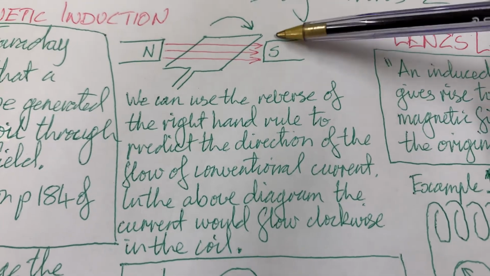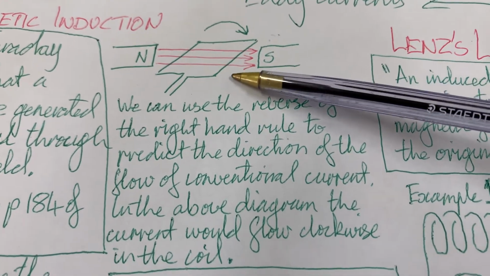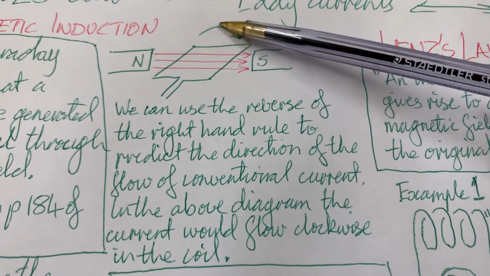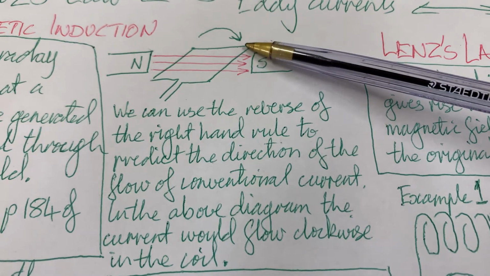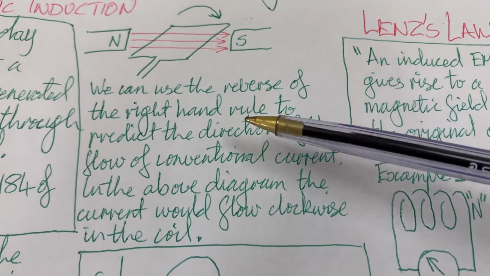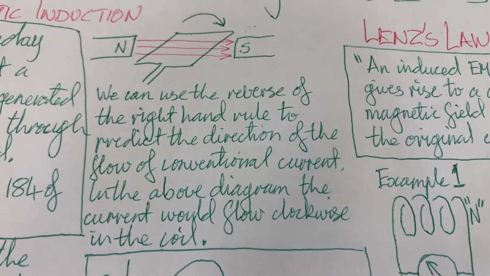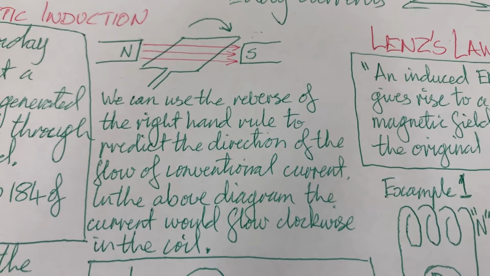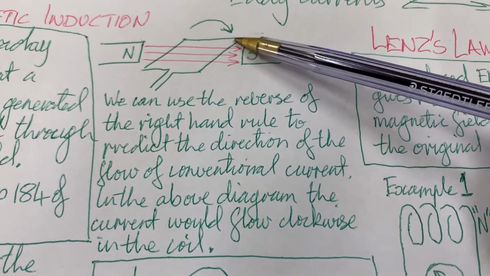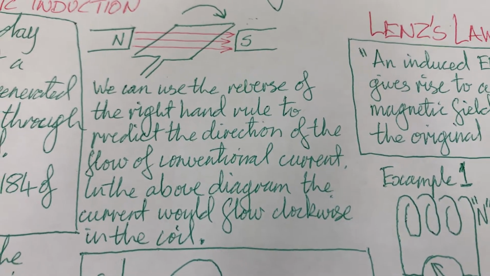And so for this coil here, and I'm going to use my pen, this coil here is a simple coil. There's no electricity going in. We're not deliberately putting electricity or current through it. We're forcing it through kinetic energy, a rotation. So we're applying kinetic energy, and that will induce a current in the coil. So we use the reverse of the right-hand rule because it's the reverse of a motor to predict the direction of the flow of conventional current. In the above diagram, the current would flow clockwise in the coil. So the current would flow in this direction. Please practice using the reverse of the right-hand rule to be able to predict that. It could well be a question in your HSC paper.